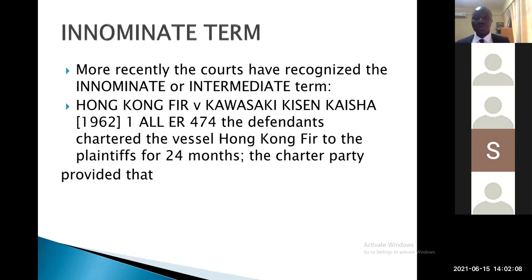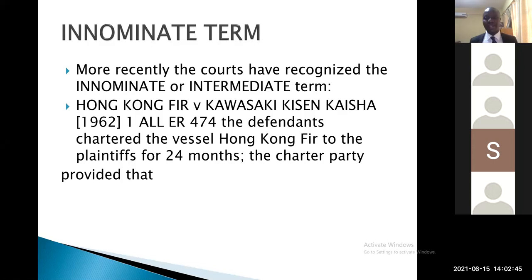Now let's move on to the more recent category, what we call the innominate term or intermediate term. Intermediate in the sense that it lies in between. It is neither condition nor warranty. We say innominate, meaning that it cannot be named, because nominate means that it can be named, but innominate, it cannot be named. So you cannot name it either as a condition or a warranty.